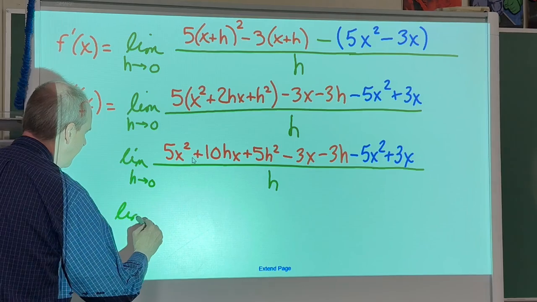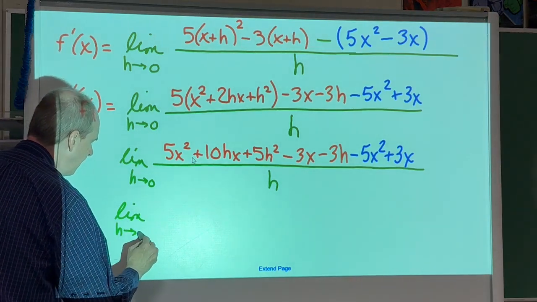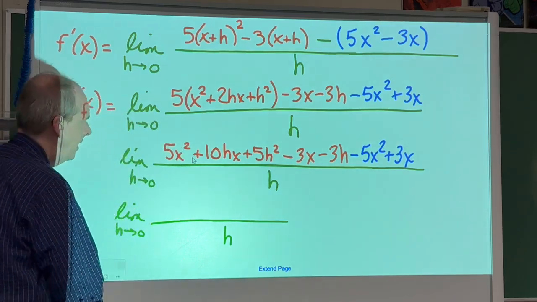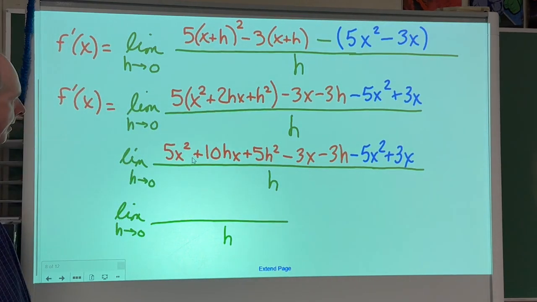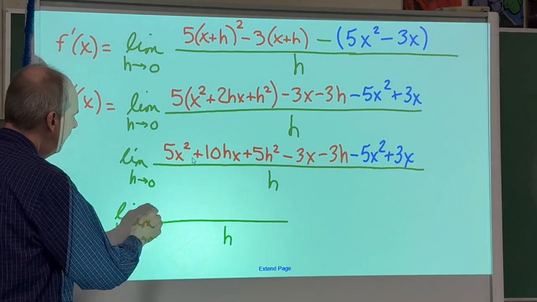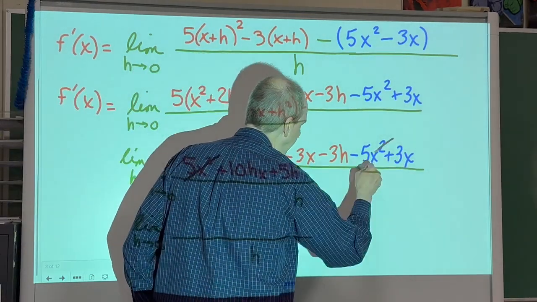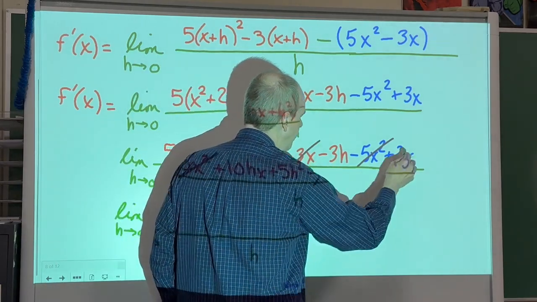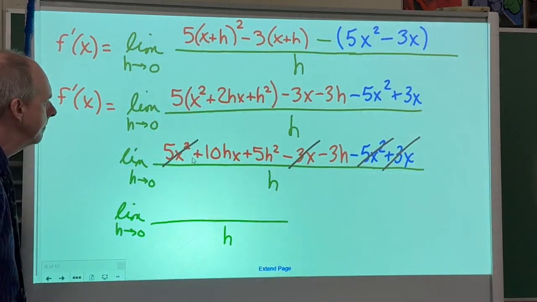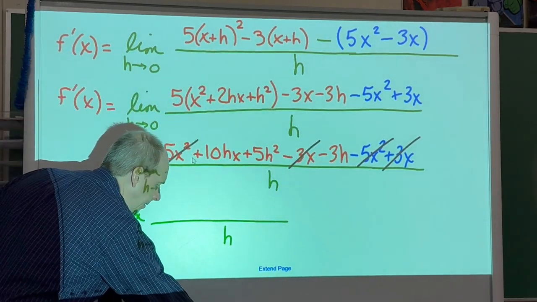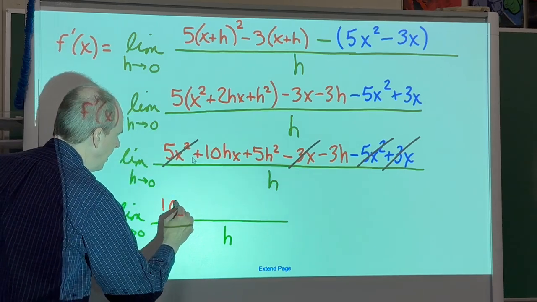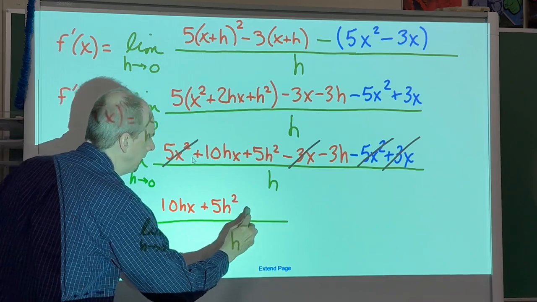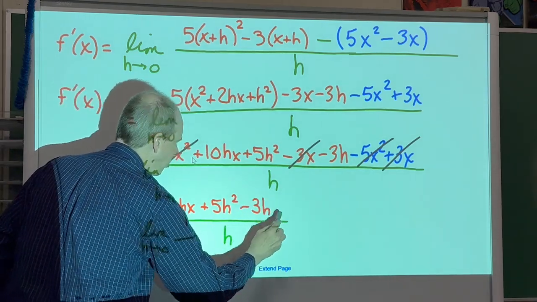Limit as h approaches 0. Looking for like terms, anything that might simplify or cancel out. Well, let's see. 5x squared with minus 5x squared. Minus 3x and plus 3x. And it looks like we're left with 10hx plus 5h squared minus 3h.